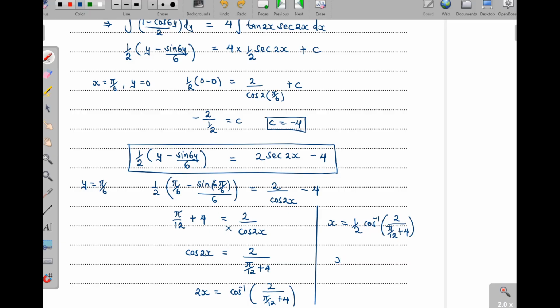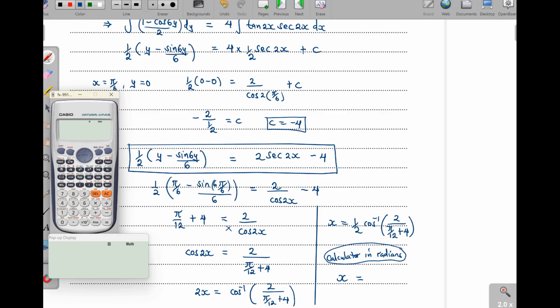In fact, let me write this one here. X shall be equal to the calculator. Calculator must be in radians. Very, very important. So my calculator is already in radians. So I have 0.5, then times the arc cos of 2, then out of, we have pi out of 12, then plus the 4. Then I close the brackets. Then we shall have 0.541.